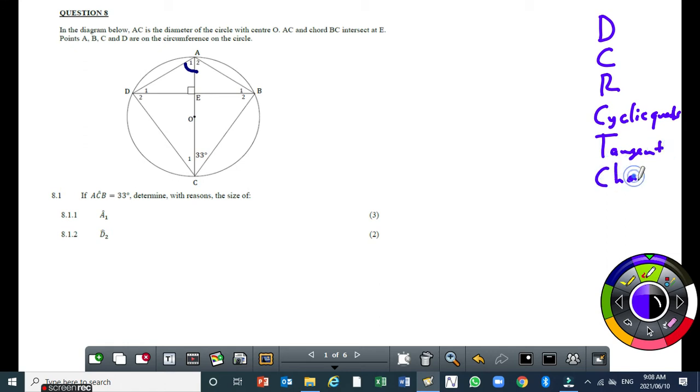Also, you might have to identify some chords. Don't start answering the question without identifying any of those, because those 6 are connected to theorems. And when you're answering the questions, you need to have a strategy. You need to have a strategy. So the first strategy is to identify what. So in this question, this is how I'm going to approach the question to determine angle A1.